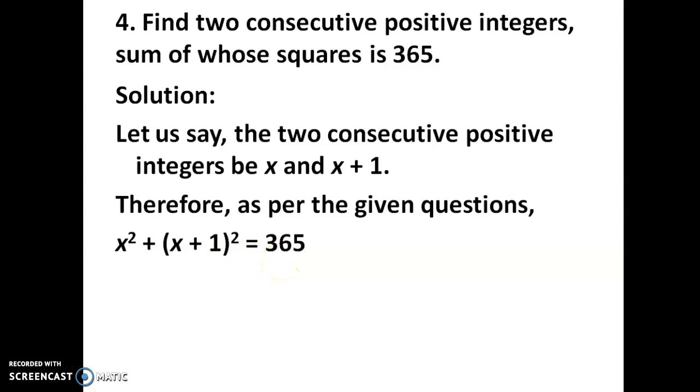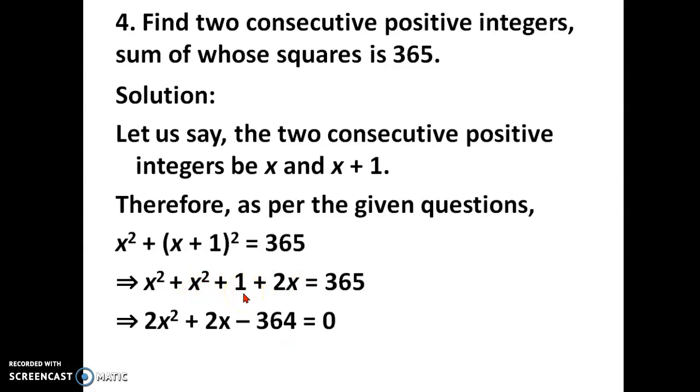Okay, now simplify, remove the bracket and we got x square plus 1 plus 2x equal to 365. This how I got means by the algebraic identity a plus b the whole square equal to a square plus b square plus 2ab. Okay, by that identity I have expanded this square. Okay, so after simplifying I got 2x square plus 2x minus 364. This 365 when it comes to LHS in minus it will come. So already one is there. So I am getting 364.